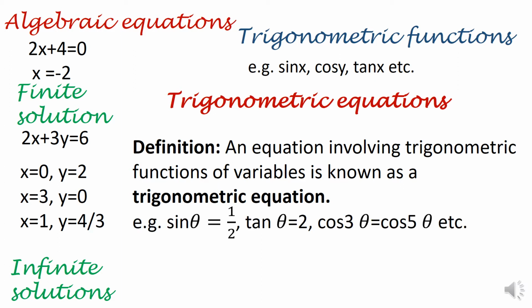For example, sin theta is equal to half, tan theta is equal to 2, cos 3 theta is equal to cos 5 theta. These are all examples of trigonometric equations where theta is the variable over here.